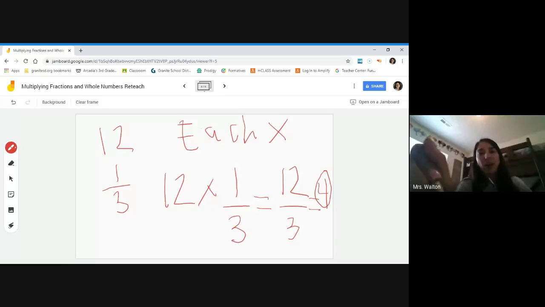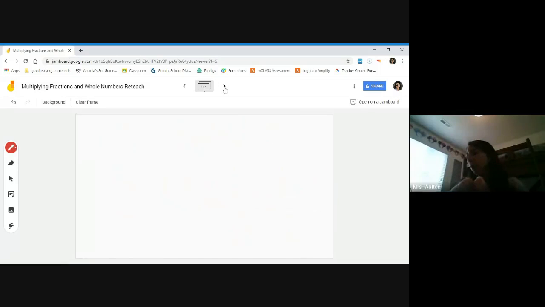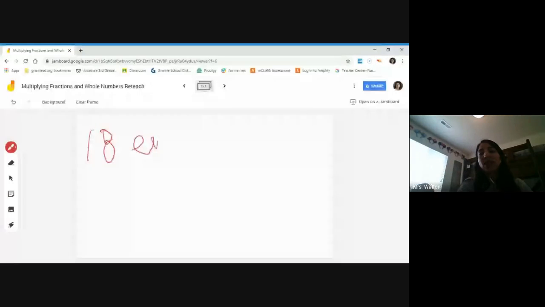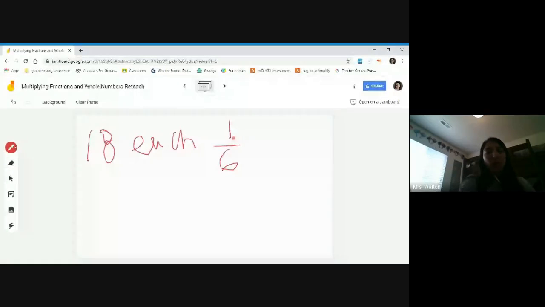Let's try that again. We have 18 people at a party. Each, keyword there, each person has 1/6 of a cake. How much cake was eaten? So we have to figure out how much cake was eaten altogether. So we have 18 people times 1/6.